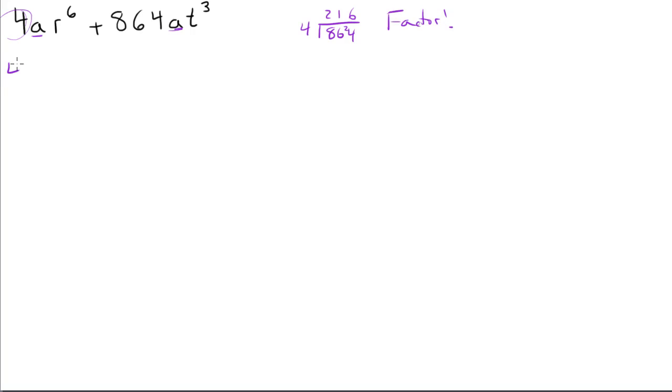And we'll pull out a 4a. What will be left is, let's see here, r to the 6th plus, well, we said it was 216. There's no a, but there's still the t cubed. Cool. T cubed makes me think this is something of cubes. Well, and there's a plus, so I guess it's got to be a sum of cubes.